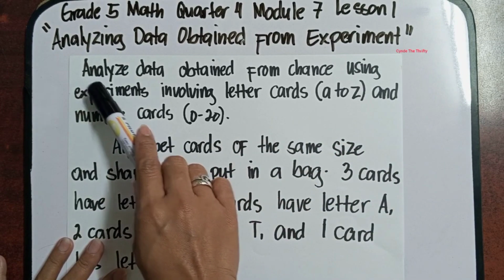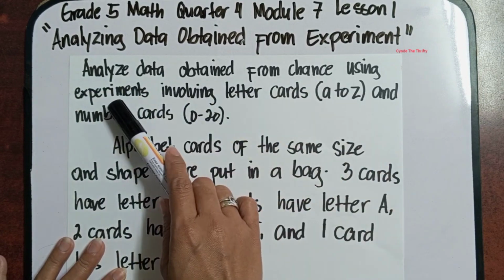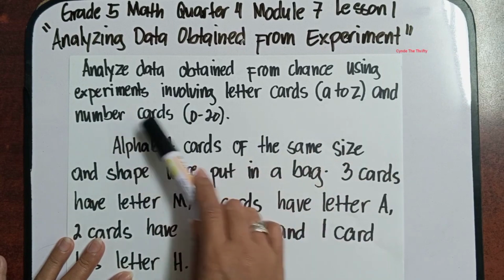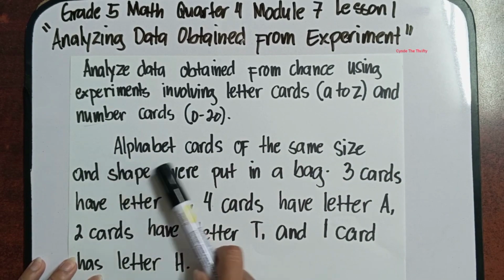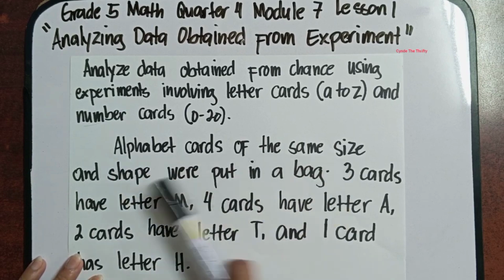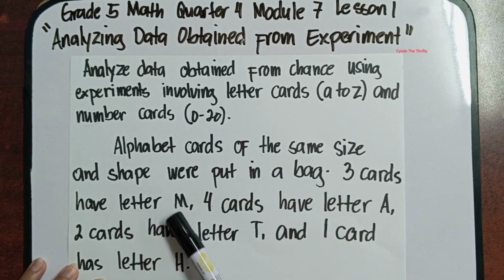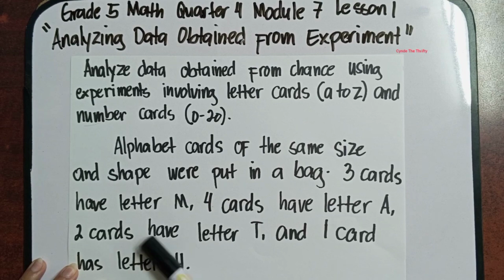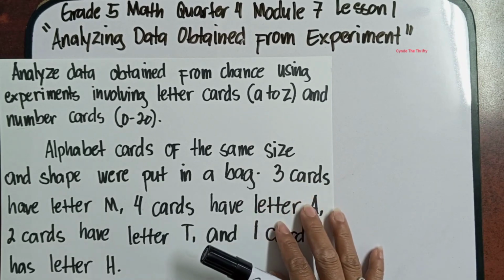So meron tayo ditong analyze data obtained from chance using experiments involving letter cards A to Z and number cards 0 to 20. Meron tayong example dito, alphabet cards of the same size and shape were put in a bag. 3 cards have letter M, 4 cards have letter A, 2 cards have letter T, and 1 card has letter H. So, i-analyze natin ang ating example.